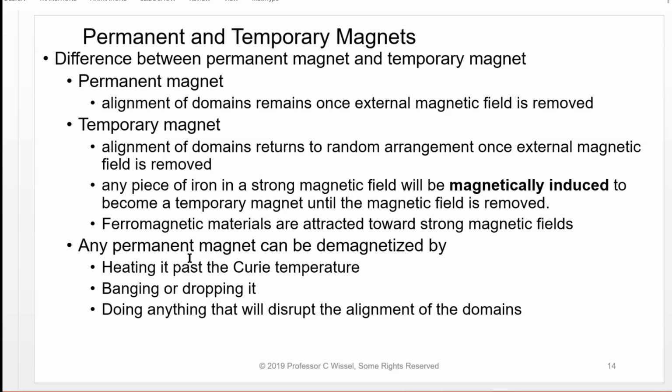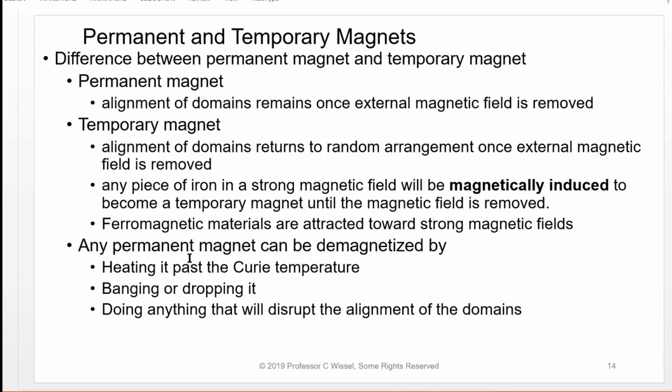There's a difference between a permanent magnet and a temporary magnet. Permanent magnets have an alignment of the domains that remains once the external magnetic field is removed. A temporary magnet is like picking up a paper clip with another magnet. The paper clip wasn't originally magnetized. In that type of situation, the domains return to a random arrangement once the external magnetic field is removed. Any piece of iron in a strong magnetic field will be magnetically induced to become a temporary magnet until the magnetic field is removed. Ferromagnetic materials are attracted towards strong magnetic fields. If you leave it in a strong magnetic field long enough, eventually it can become a permanent magnet.